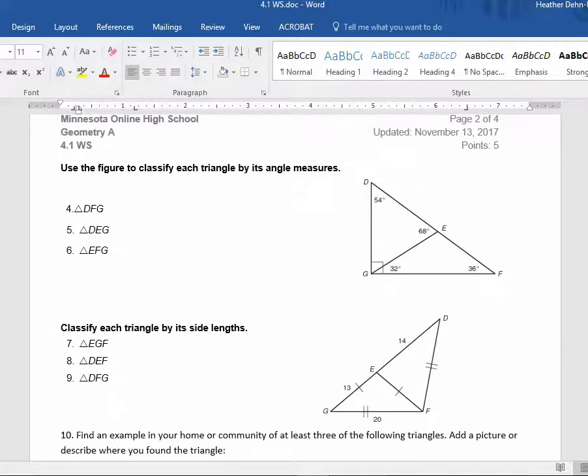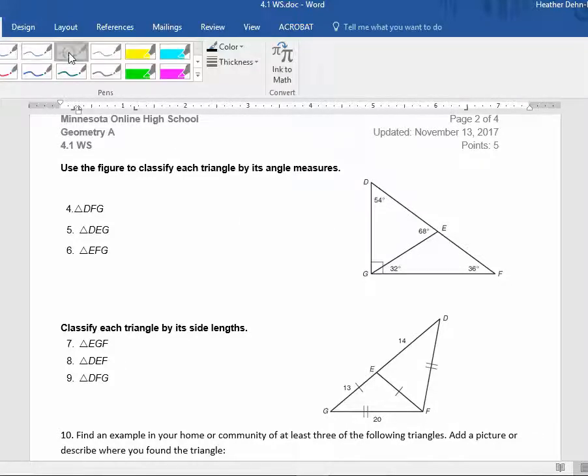All right, then the next one, this one gets a little bit trickier. It says use the figure to classify each triangle by angle measure. Now the trickier part is finding the right triangle, because there's actually 3 triangles in this one triangle. There's DGE, there's GEF, and then there's the big triangle of DGF. So we need to make sure we know which triangle they're talking about before we classify by its angle measures.